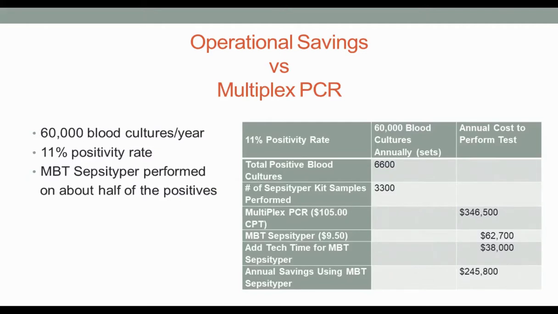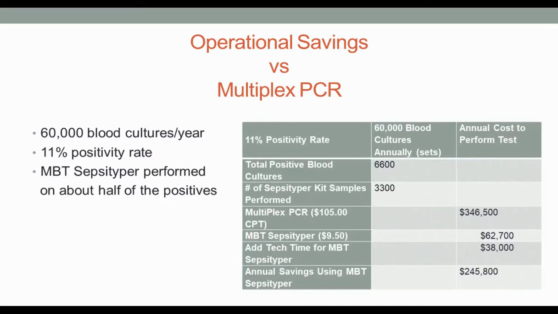Before implementing the use of the Sepsityper, we performed a cost analysis to see how it would compare to other methods. We perform about 60,000 blood cultures each year with an 11% positivity rate. That means we have about 6,600 positive blood cultures per year. Since most patients have multiple blood cultures drawn and often both are positive, we perform Sepsitypers on about half, or 3,300 blood cultures each year.